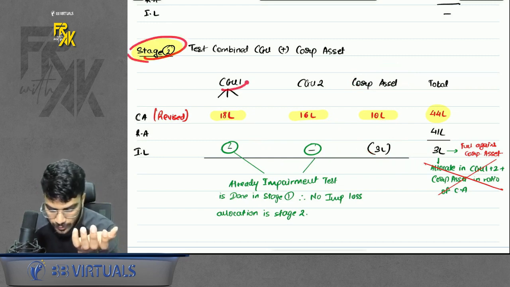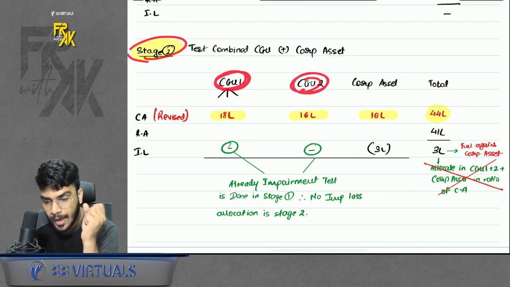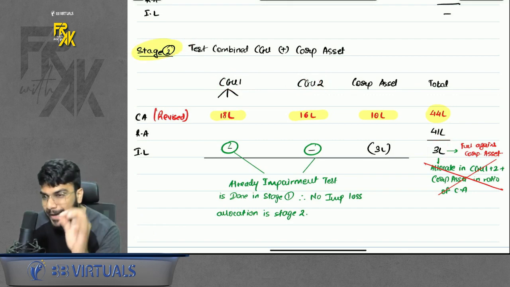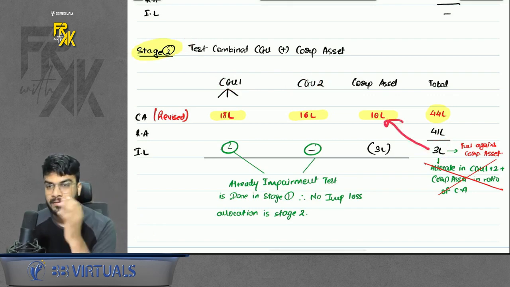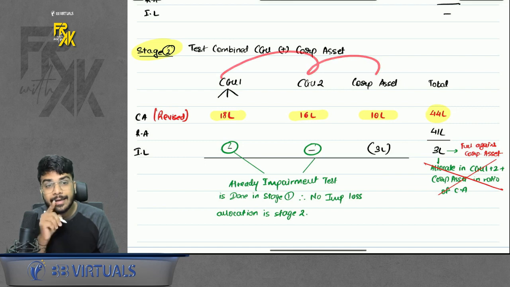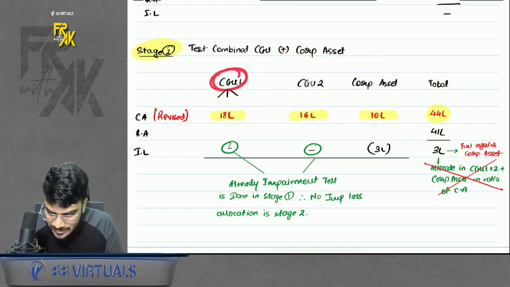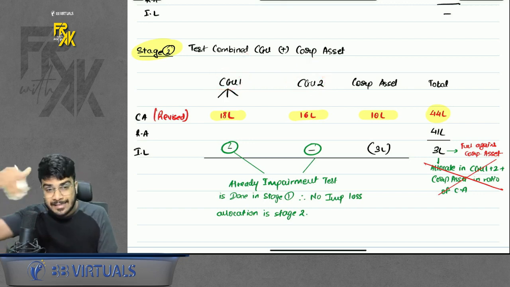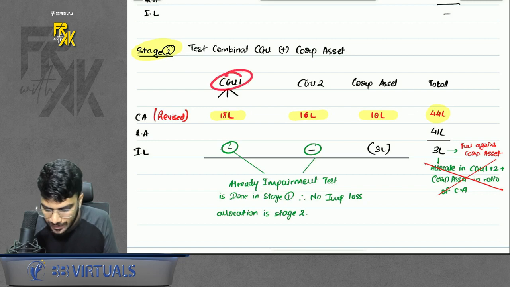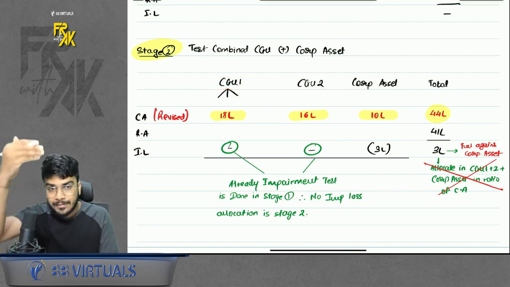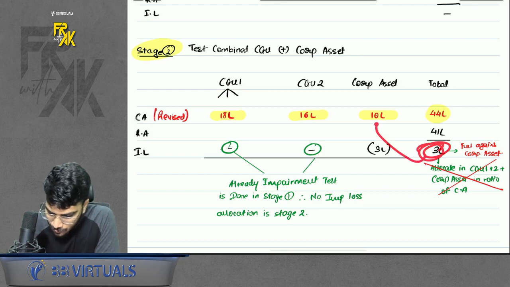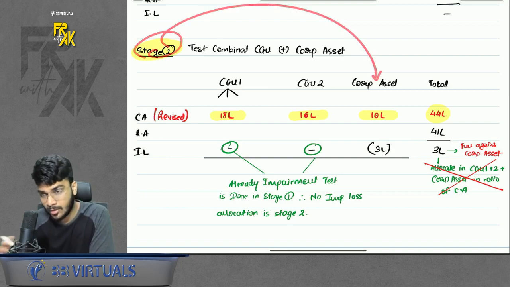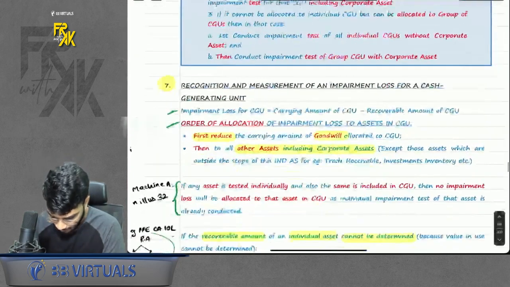This is stage 2. In stage 1, CGU1 and CGU2 have already been tested. So if you get any loss in stage 2, this loss by default has to be allocated only to the corporate asset. Why, sir? You told us to allocate to all of them. In stage 2, we are coming after testing CGU1 and 2. These have already been tested for impairment in stage 1. So here if you get any loss, you will allocate only to the corporate asset, because we are coming in stage 2 only to test this corporate asset, right? Yes, sir, done and dusted.